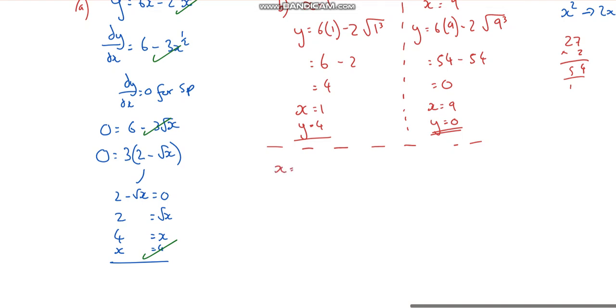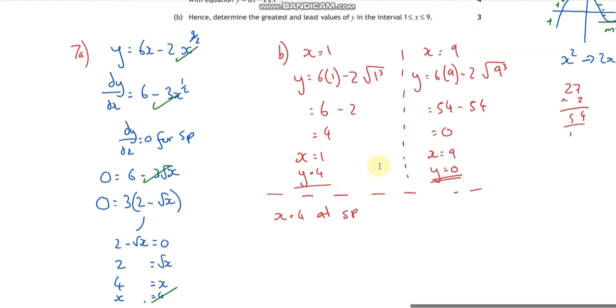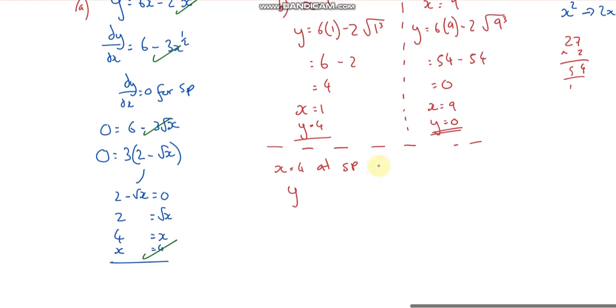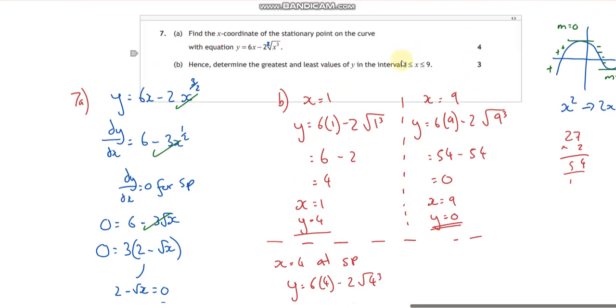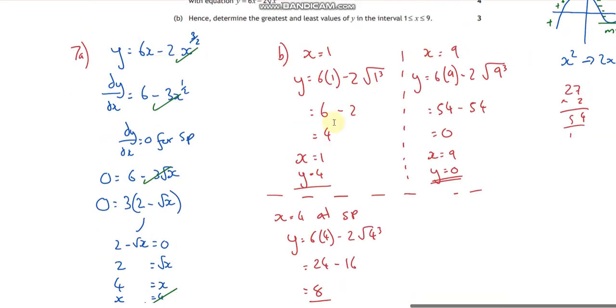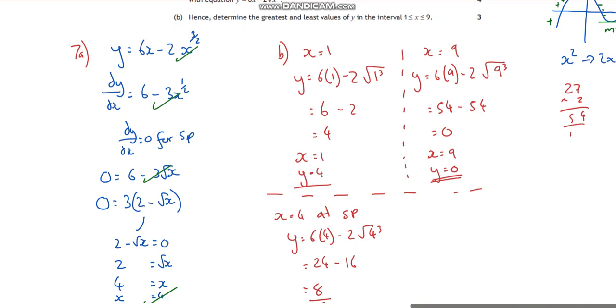So I'll just say x is equal to 4 at the stationary point. And let's substitute that in. So y is equal to 6 times 4, take away 2, the square root of 4 cubed. So that's 24, take away 2 times the square root of 4, which is 2, and 2 cubed is 2 times 2 times 2, so that's 8, times 2 is 16, so that's going to give me 8. So that's my range of different values inside of this interval.